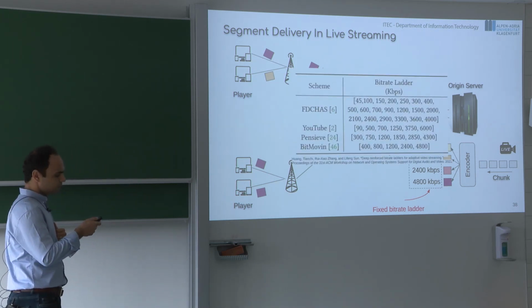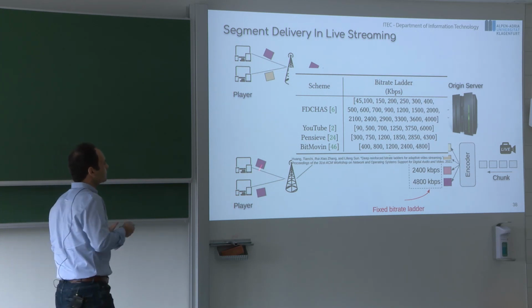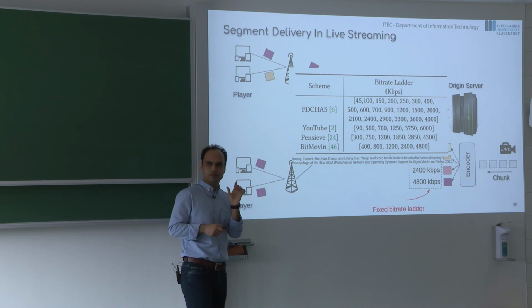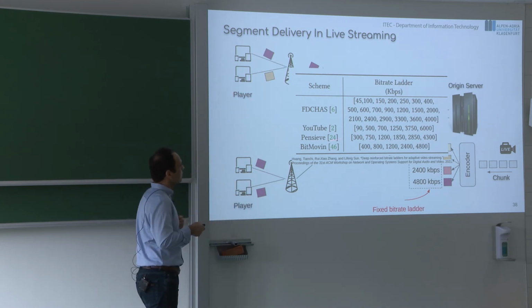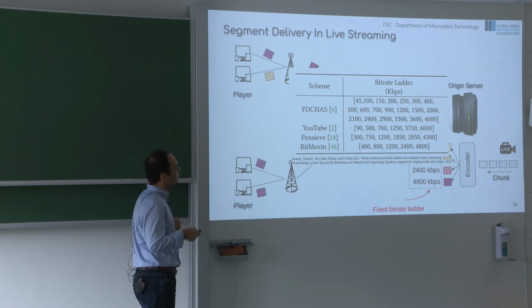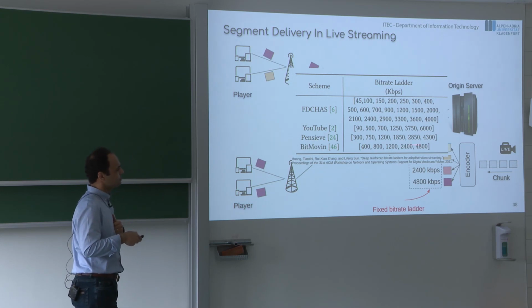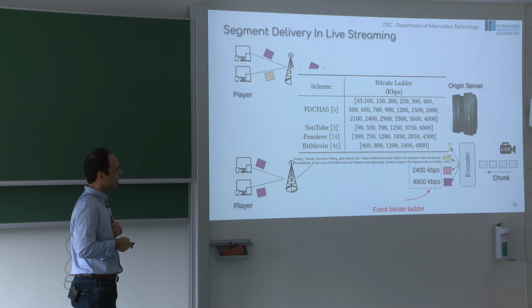So here different companies use a fixed ladder for the live streaming. There are some ladders here. You can see a bit moving. Just use this one for the ladder that the encoder should follow to provide segments.